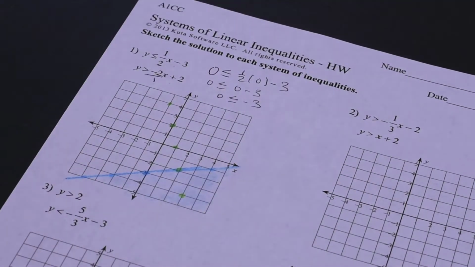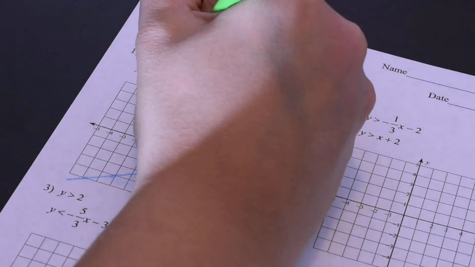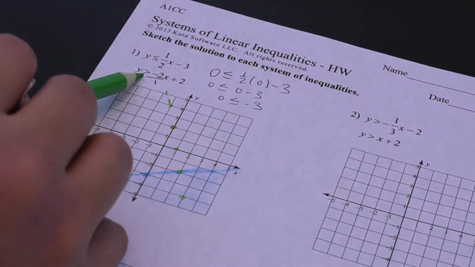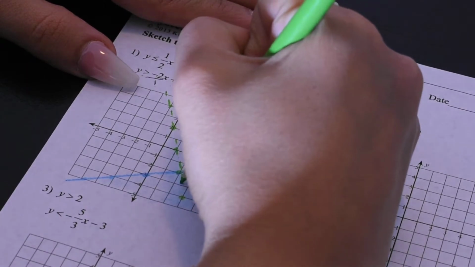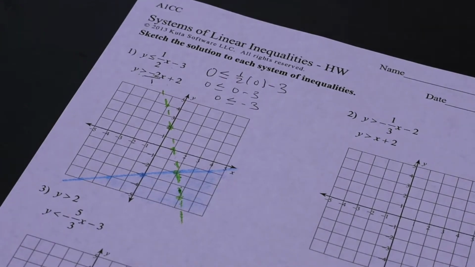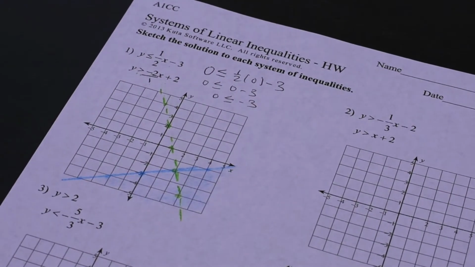My line is going to be dashed because it's less than. There's no line underneath it. So it's the dashed line like that. Now I have to figure out what side to shade.